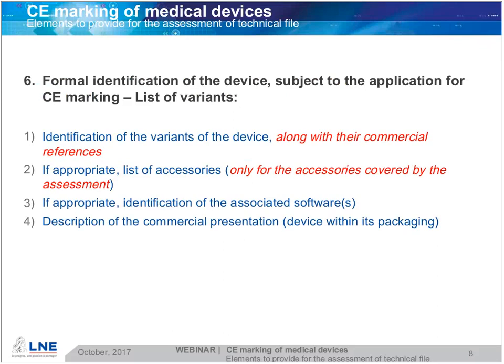So at the section 6 of the list, which is about the formal identification of a device, item 1 is about the identification of a variant of a device along with their commercial references. Then we need to get all the references which are included in the declaration of conformity and which are also included with the certificate. And as for the second item, it's about the list of accessories if appropriate, and it is only about the accessories which are covered by the assessment.